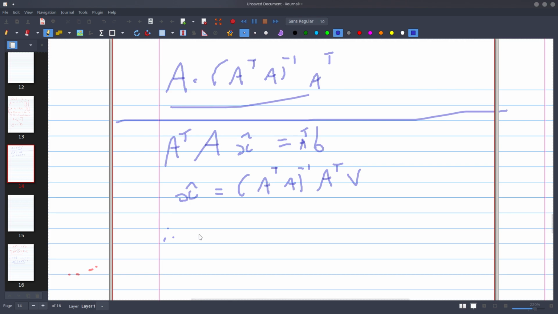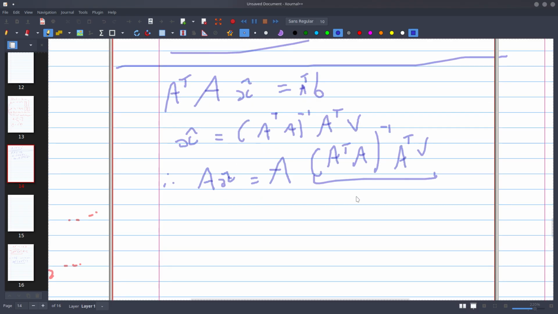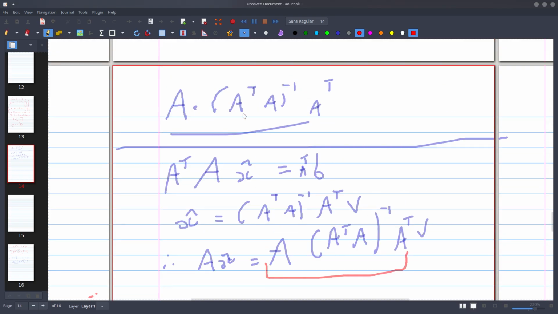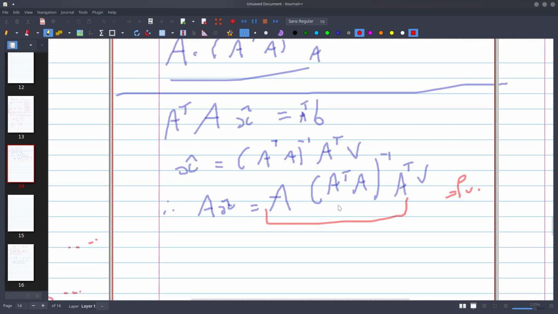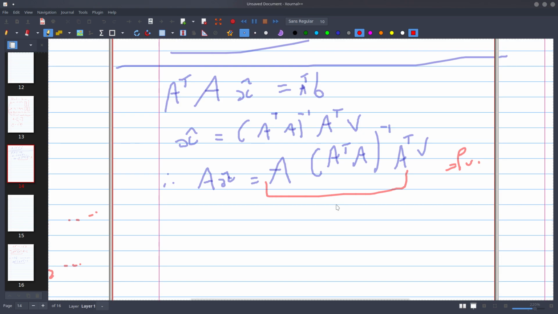So therefore, A times x hat is just A multiplied by A transpose A inverse, and then A transpose b. Okay, so all we did was stick the A out in front here. And, okay, let me change color. And so this portion here is your projection. Do you see it's the same thing? This and this is the same thing. This is equal to P times b, or Ax, however you want to think about it. And so what you're really doing is trying to project this vector b down into the column space, right?